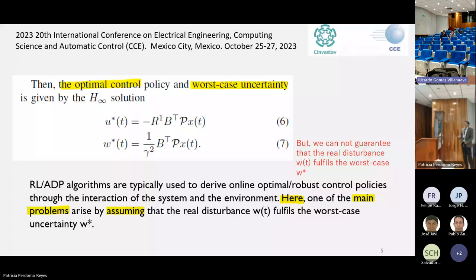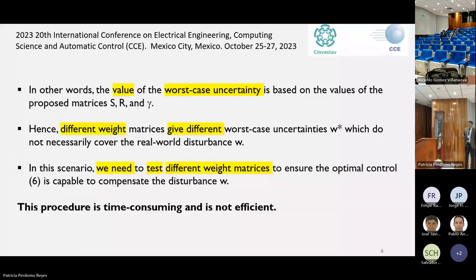Here it is important to mention that we cannot guarantee that the real disturbance fulfills the worst-case bound, and we want to stabilize the system with this kind of perturbation. One of the main problems arises by assuming that the real disturbance fulfills the worst-case uncertainty. In other words, the value of the worst-case uncertainty is based on the values of the proposed matrices S, R, and gamma. Different weight matrices give different worst-case uncertainties, omega star, which do not necessarily cover the real-world disturbance, omega. In this scenario, we need to test different weight matrices to ensure the optimal control is capable of compensating the disturbance omega. This procedure is time consuming and not efficient.